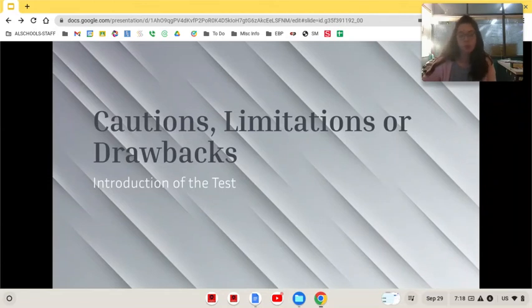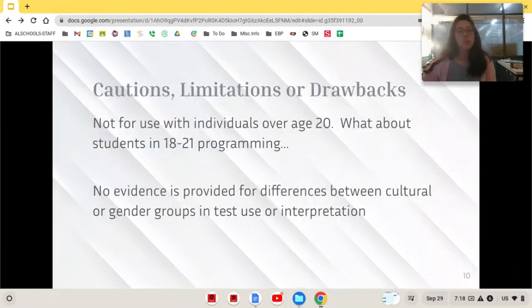Cautions, limitations, or drawbacks. So this is not for use with individuals over age 20. A drawback that I thought of was students who are still a part of the education system but are in 18 to 21 programming. You'd have to have a totally different testing kit for that group of individuals, and there was no evidence provided that they took into consideration different cultural or gender groups for test use and interpretation.